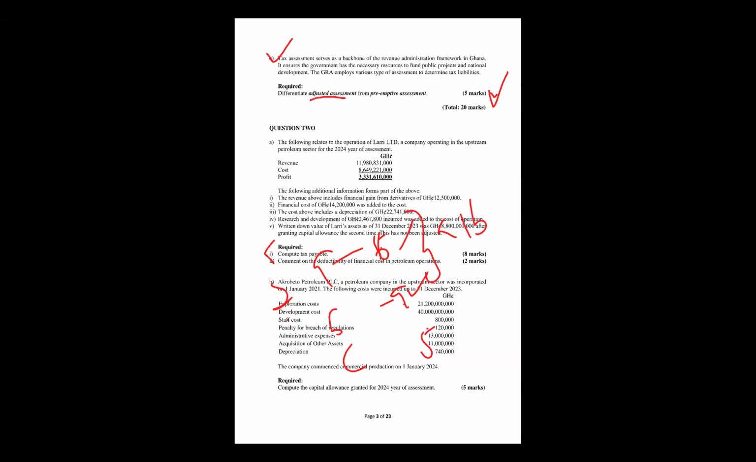Differentiate, adjusted assessment, and preemptive. This one is very okay. 5 marks is very, very okay. So even this, I could say from here, I can get 4 marks.